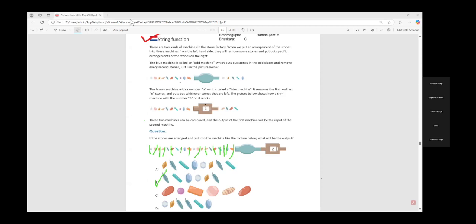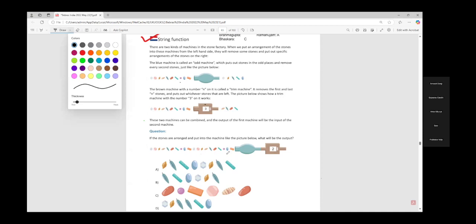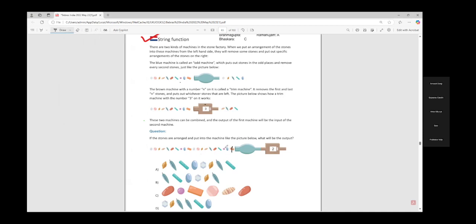Okay, thank you, Arnav. In case anyone has a doubt, I'll just summarize this once again. So what Arnav said was, yeah, first the odd stones will not be there, right? These stones will not be there.